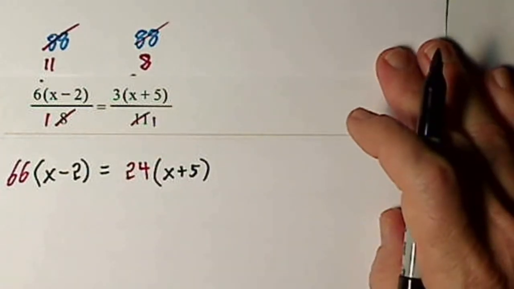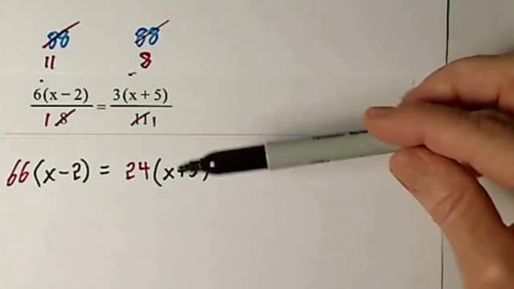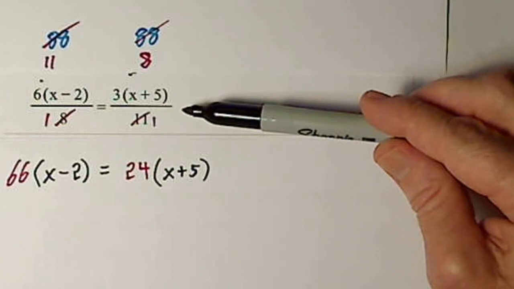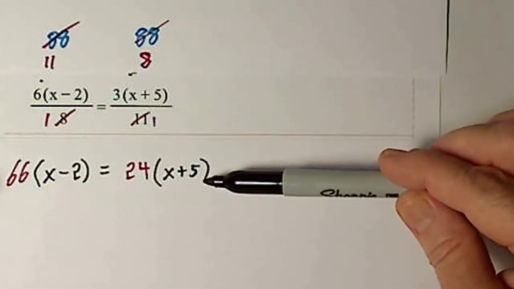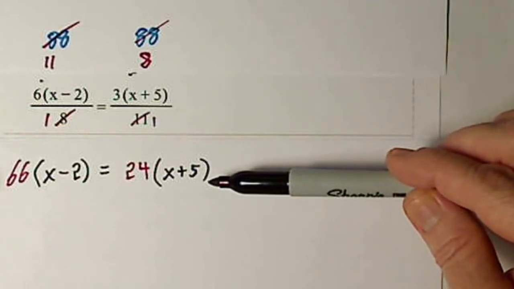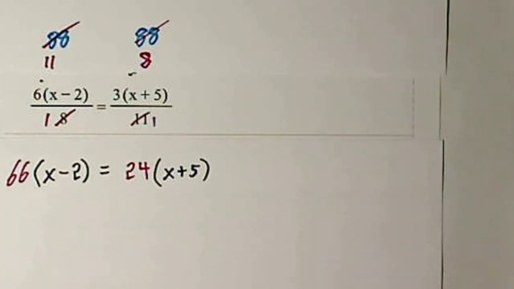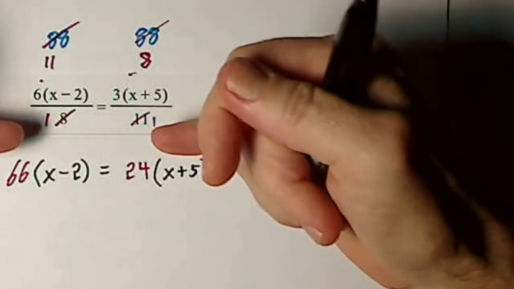Alright. What we have written here describes the exact relationship that we have here. It just looks a lot different and probably a lot easier to read. Alright. So we've gotten rid of our fractions. Well, I should say we've gotten rid of our denominators.